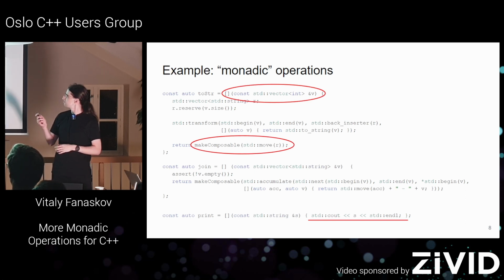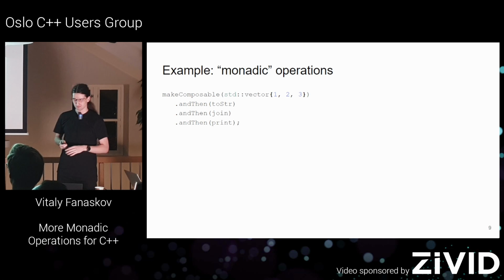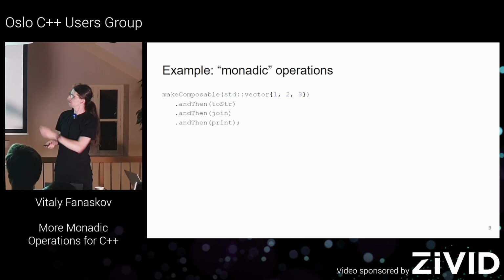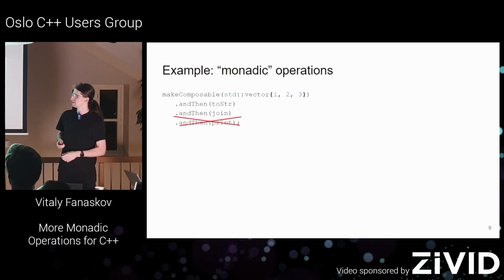All right. How do we use it? That's a naive usage example. As you might see, we just wrap a vector of 1, 2, and 3 into something. Then we apply the toString function. Then we do join, and then we print it. And as I mentioned before, this one is not really the pure stuff you should use.